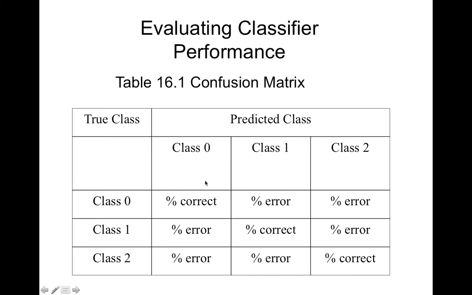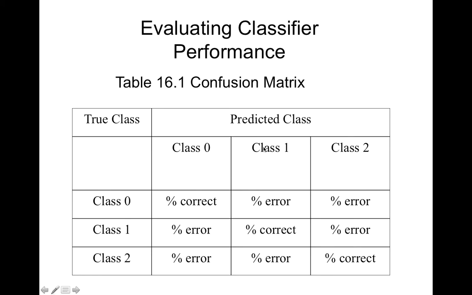So this matrix is referred to as the confusion matrix. So what you have is your actual class, and then your predicted class. And this is an example where we would have 3 classes, class 0, class 1, and class 2. So if your predicted class is class 0 and your true class is class 0, then that's your percent correct. So like if you had 20 people and 10 of them were known to be class 0, but only 9 of them were predicted to be class 0, then you would have 90% correct.